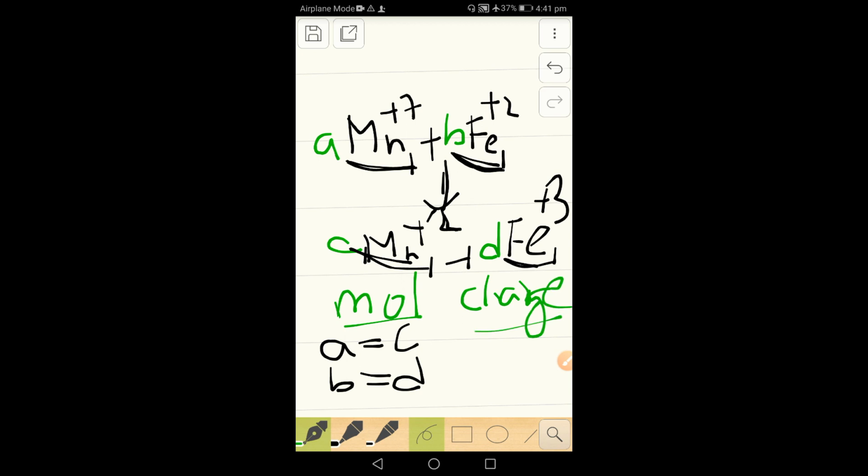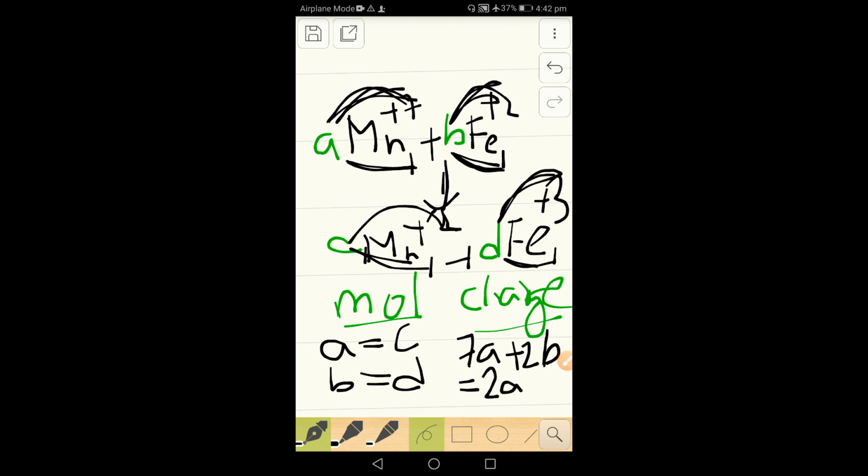Charge. Now, here is 7 positive charge, so 7A plus in the reactant side we have 2B, and this must be equal to, in the product side, 2 into A, that means 2A, and we have 3 into D, sorry, it's C, 2 into C plus 3 into D, or 3D.